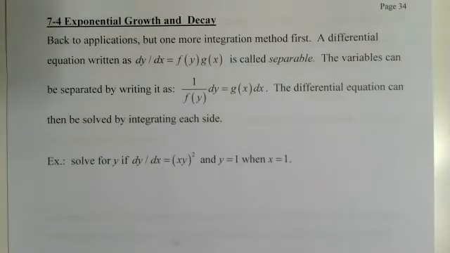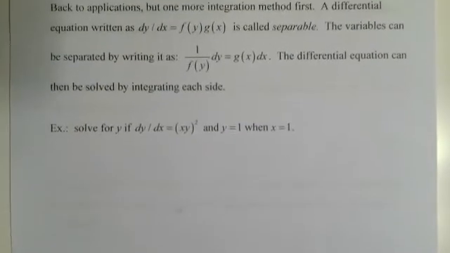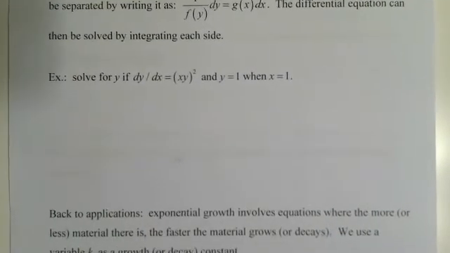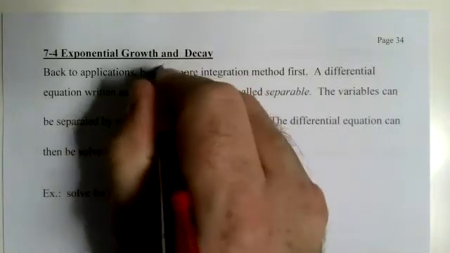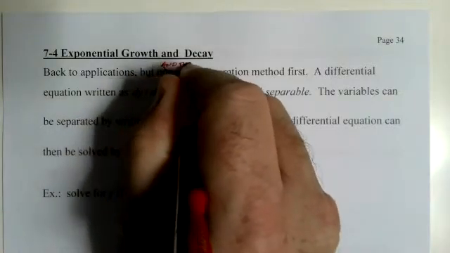7.4 Exponential Growth and Decay. That's a complete and total misleading statement. This is actually much more about logistic. No, that's later, pardon me. Much more about separating variables and how that kind of works. So yada, yada, read. Long story short, if you can break the X's and Y's apart, and by the way, it says one more integration. It should just say another, because there's another coming next lesson.